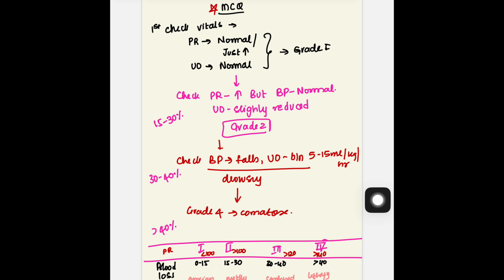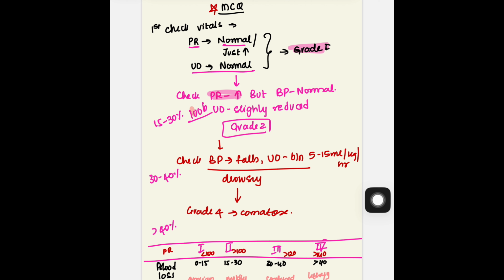See, whenever they tell you a patient presented, first always check the vitals of the patient. If the pulse rate is normal, and urine output is also normal, mostly it is grade 1 only. Nothing more damage has happened. Imagine the pulse rate is starting increasing. Imagine the pulse rate is now roughly 100 beats per minute. Normally it's 70 to 80. And urine output is slightly reduced.